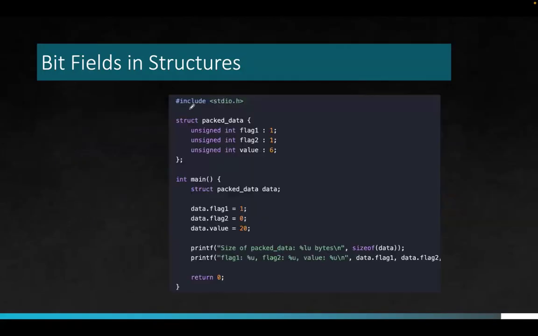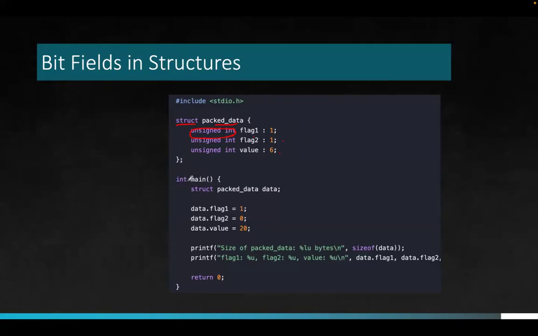Here I am creating a structure, packed data. Unsigned integer, meaning integer data type, and the name is flag1. If you see the colon and 1, then unsigned integer flag2, colon 1. Unsigned integer value, colon 6. That means this is the bit width for the particular member. How these are used, we will see.